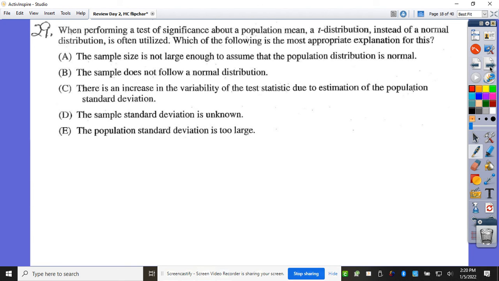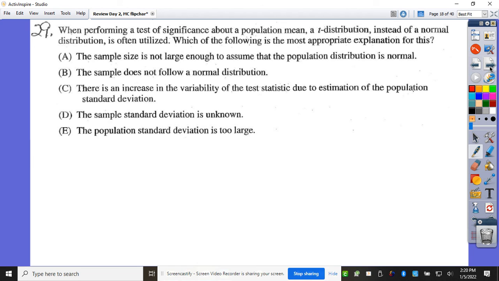Number 29. The wording of this one, I think, is going to throw somebody for a loop. When performing a test of significance about a population mean, a t distribution instead of a normal distribution is often utilized. Which of the following is the most appropriate explanation for this?